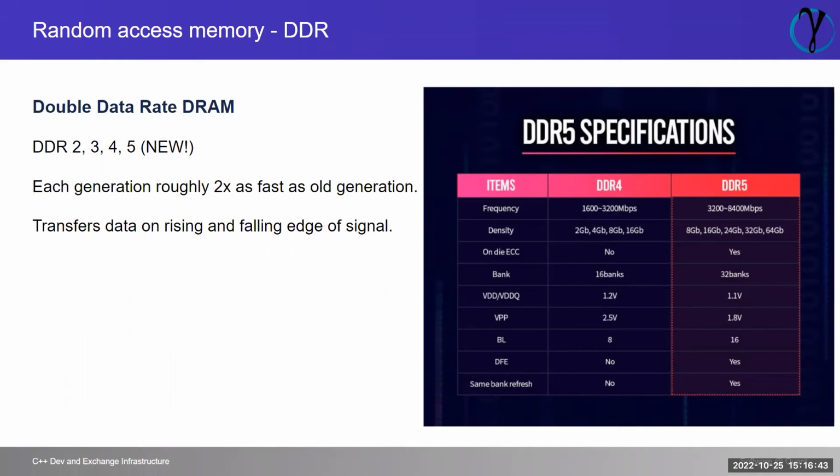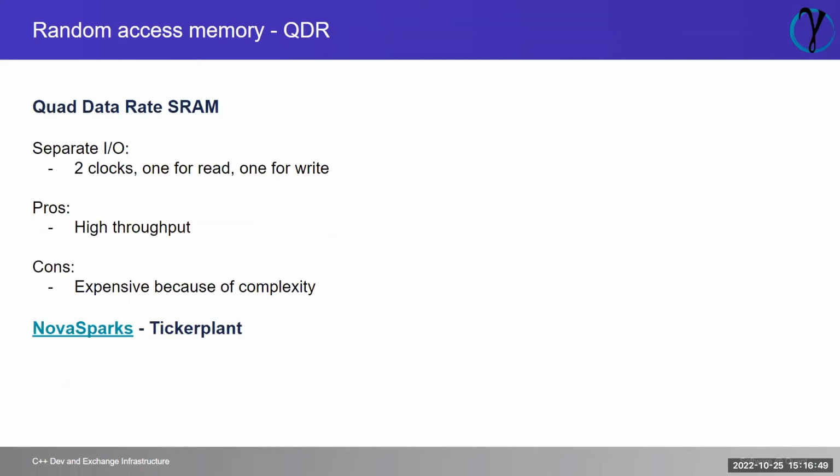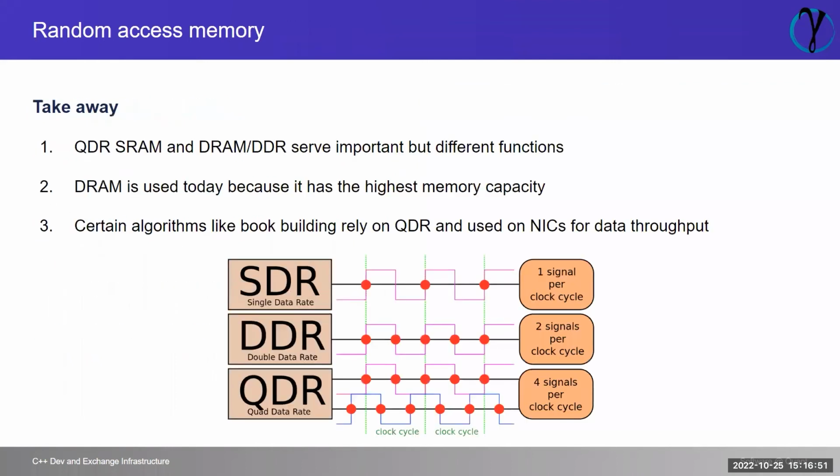Okay, double data rate. How it gets to double data rate is it transfers on the rising and falling edge of the signal. What does that mean? Well, I'm just going to go to this right here. This is a good picture of what's going on, right? So SDR, single data rate, is just one rising edge. This one is rising, falling. It does reads or writes, right?